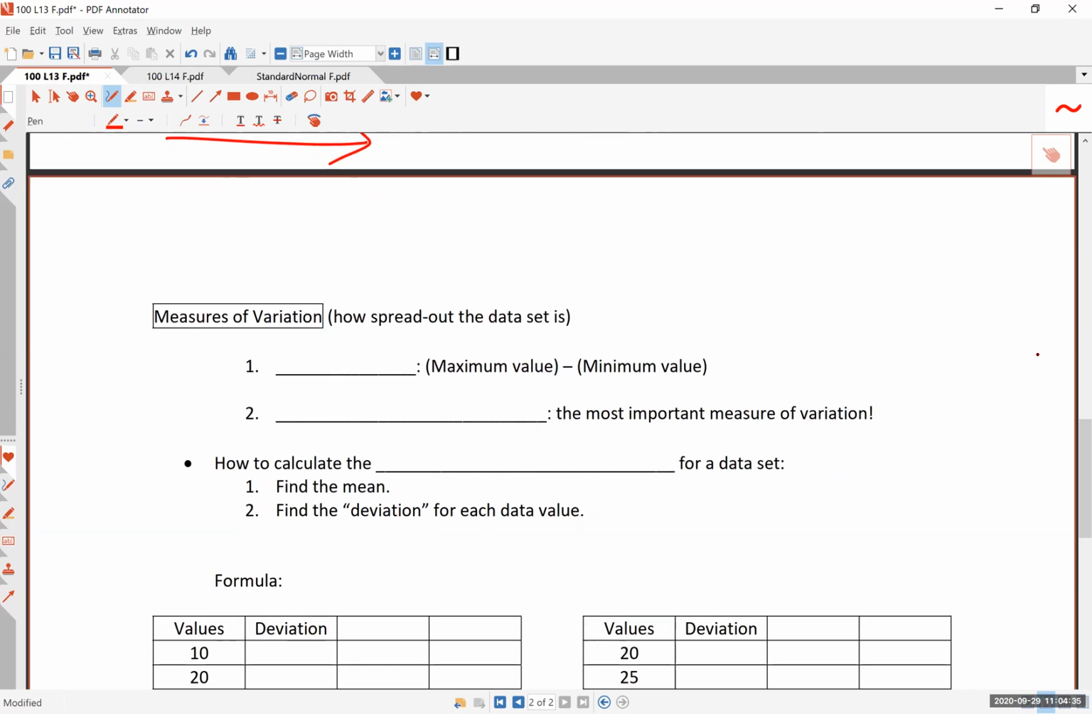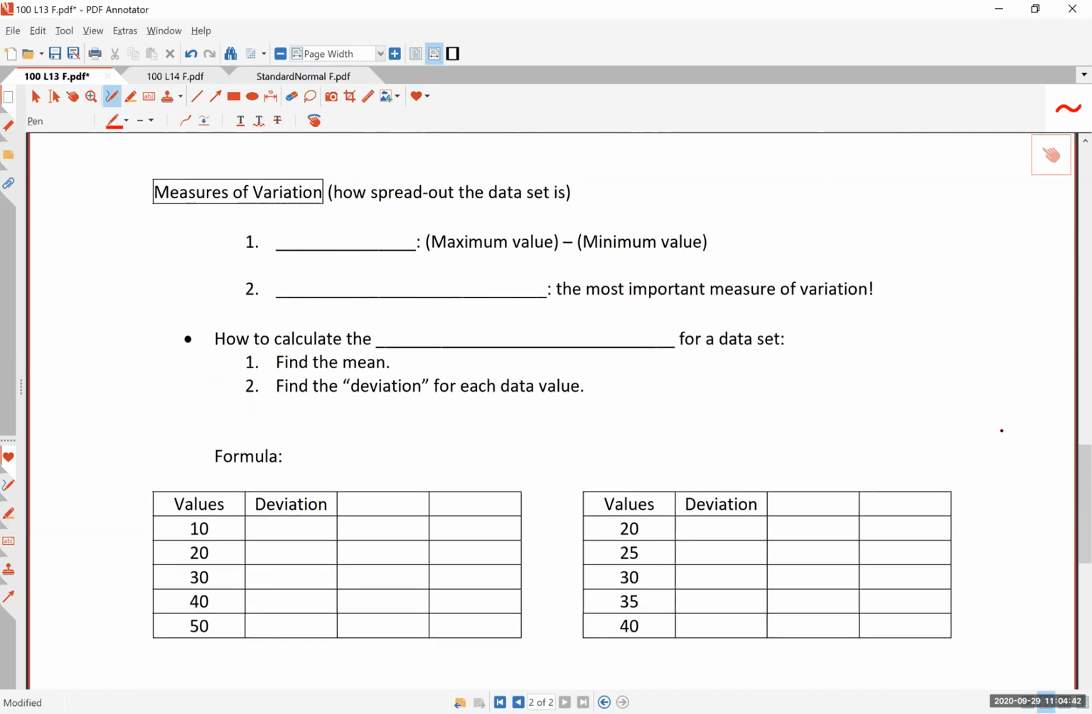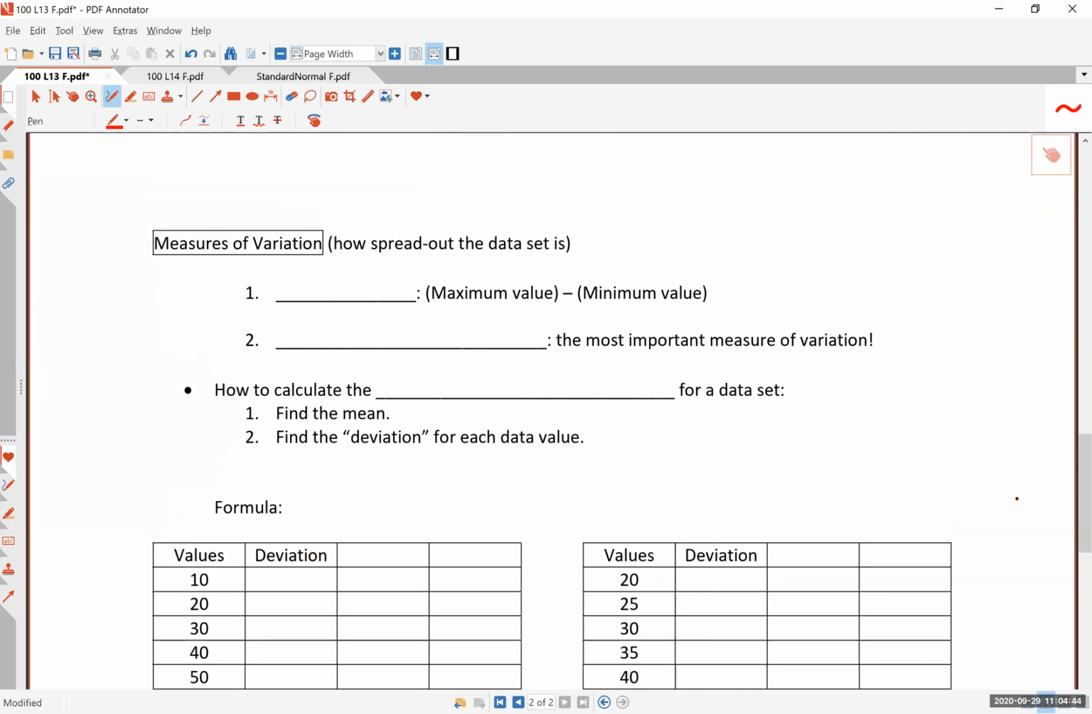All right, now on the second page of these lecture note pages, let's look at the measures of variation. We'll just do 2, and one is much more important than the other. So we'll study 2 measures of variation. The first one is called the range. Very simple. The range is the maximum value minus the minimum value.